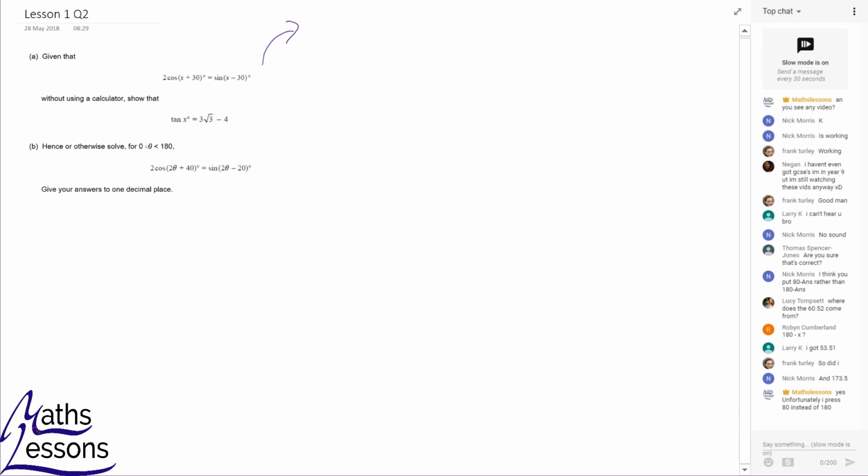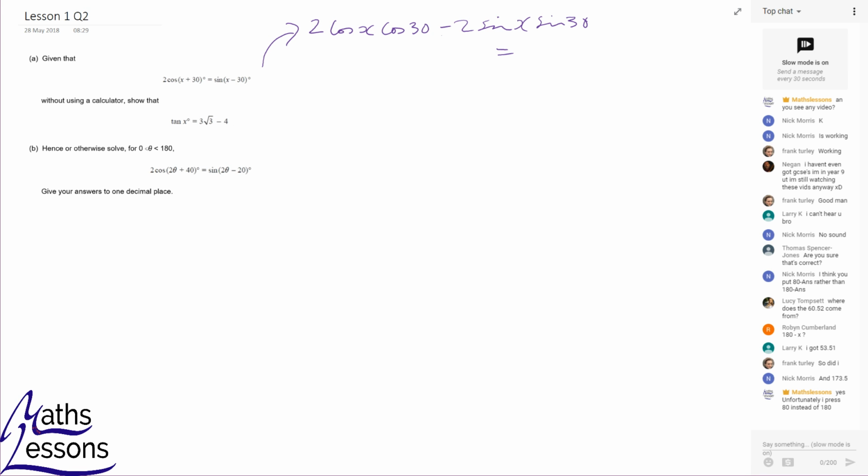So we're going to get 2 cos x cos 30 minus 2 sin x sin 30. And I'm going to run out of space, so I'll just press the equals on the next line: sin x cos 30 minus cos x sin 30.